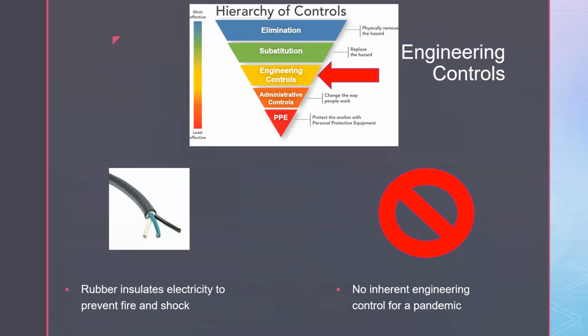Our engineering controls for electrical wires are plastic sleeves around each individual wire and around the entire cord. Unless consciously and deliberately tampered with or grossly neglected, this control is unlikely to fail. There is no engineering control for the community with respect to COVID-19.